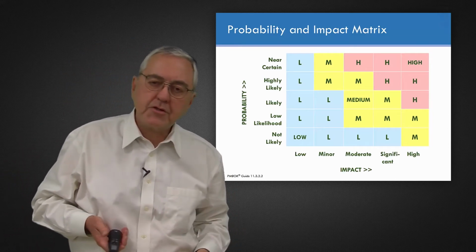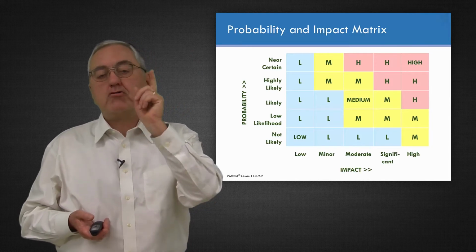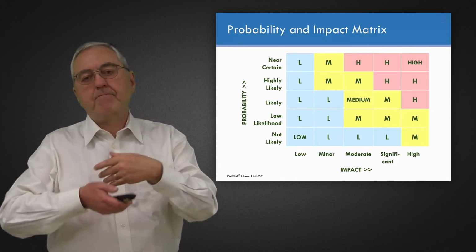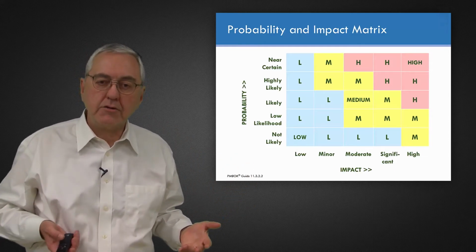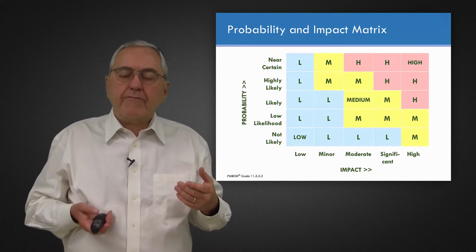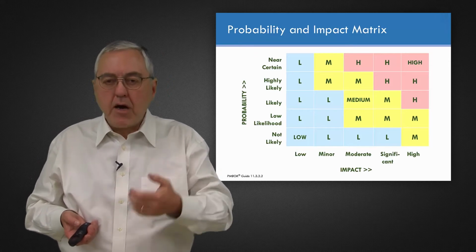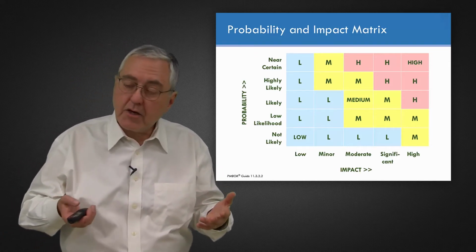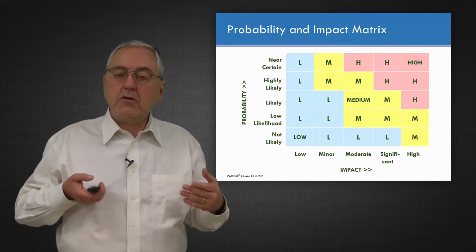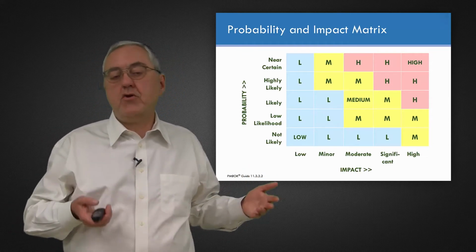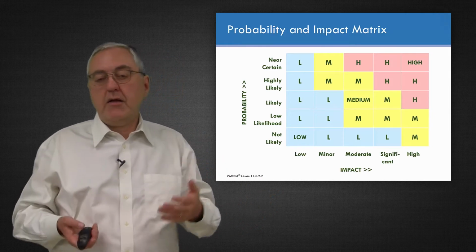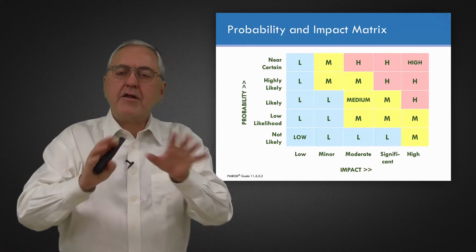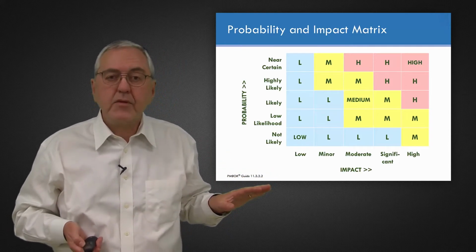Well, by trying to be a bit more rigorous in this 5x5 grid, maybe that helps us agree. It would be common when using this kind of grid to have descriptive words against each of these points along the two scales. For impact, low, minor, moderate, significant, and high could be expressed in terms of percentage of the budget. Low financial impact might be 1 to 2% of project budget. High might be 50% of project budget. The criteria are going to vary from company to company.